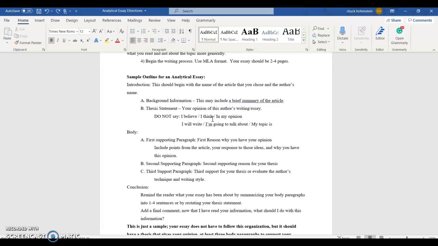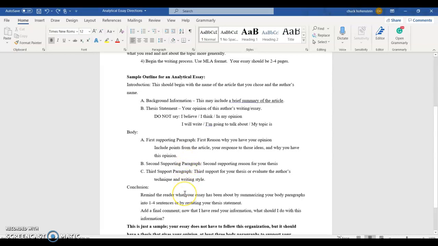Here's a body paragraph. You have a couple of body paragraphs. First supporting paragraph, first reason of your opinion. Include your points, your response to your ideas, and why you have the opinion. Second supporting paragraph, and the third supporting paragraph. Unlike the last assignment where most of you wrote only one body paragraph, you will have to write at least three body paragraphs. We're starting to get you into writing 5-paragraph essays.